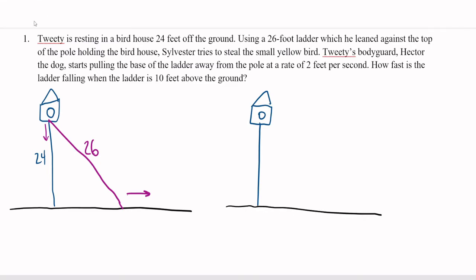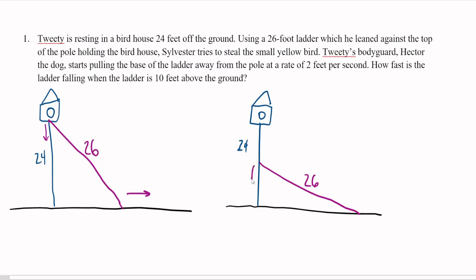So, okay. Let's get this again. Now I want to know what's going on when you're 10 feet above the ground. We don't have to be exact with this, but let's say now we're like this. This is still 26 feet. This was still your 24 feet all together. Right? And what we're interested in is what's happening here. How is this changing? We still are pulling this way at 2 feet per second. That hasn't changed.